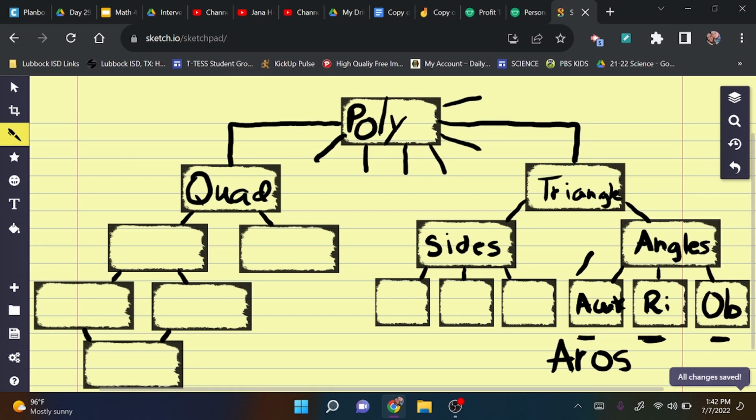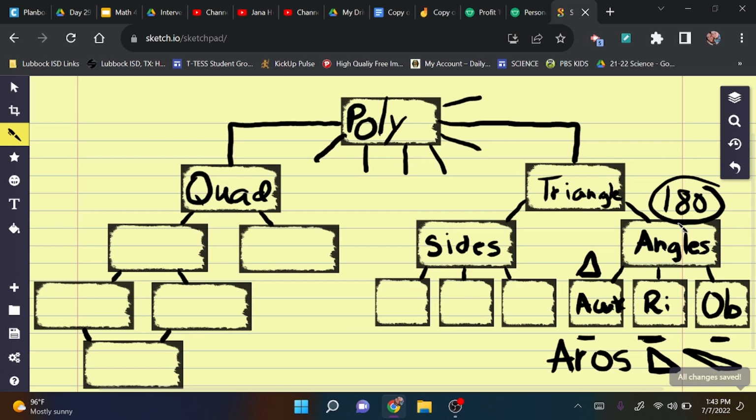An acute triangle has all 3 angles acute. A right triangle has 1 right angle, and the other 2 are acute. And my obtuse triangle has 1 obtuse angle and the other 2 are acute. So notice every triangle has at least 2 acute angles, because when I add all the inside angles of a triangle together, they have to equal 180.